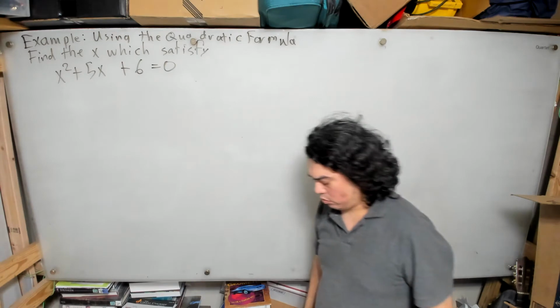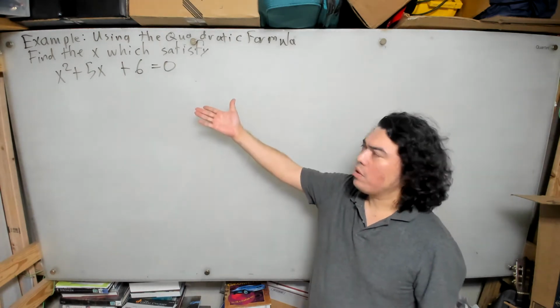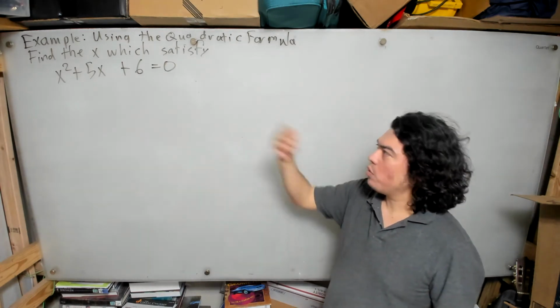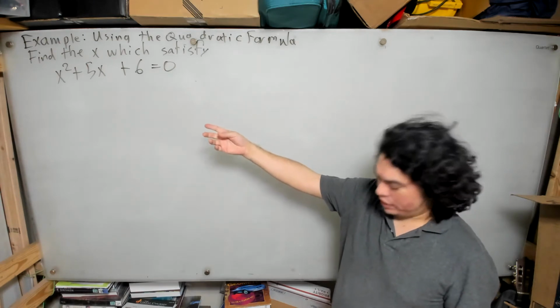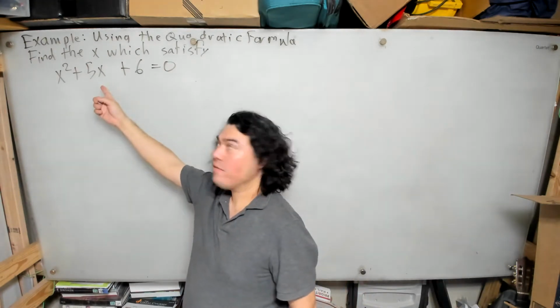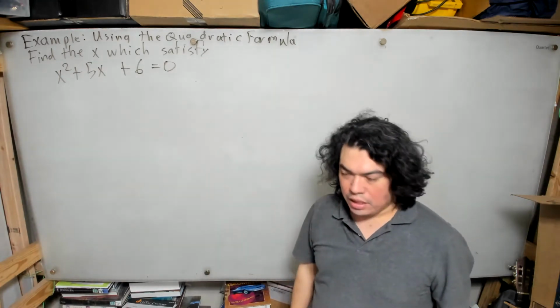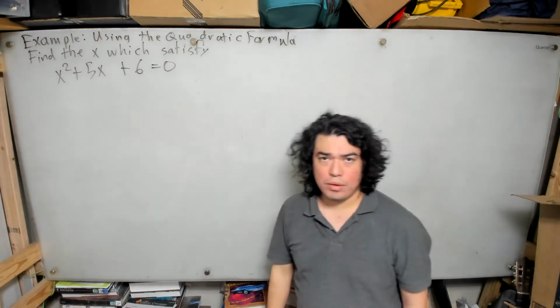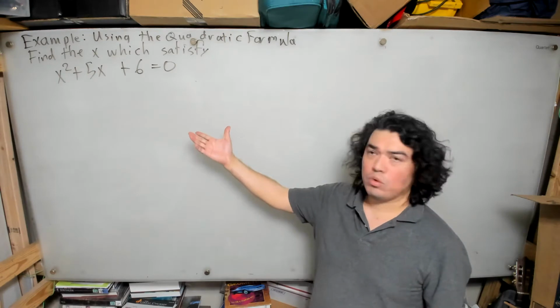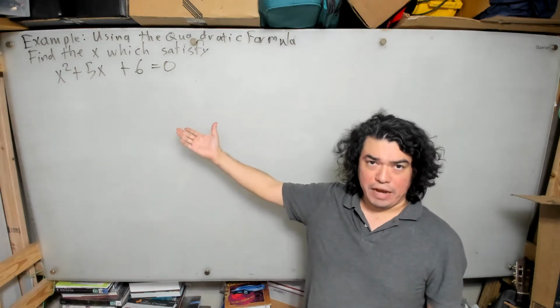So right now I'm going to do this example. Okay, I want to solve this quadratic equation. We want to find the x which satisfies x squared plus 5x plus 6 equals 0. Now, as you all might imagine, what we could do is try to factor it.